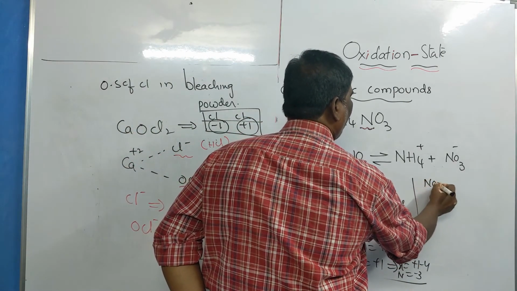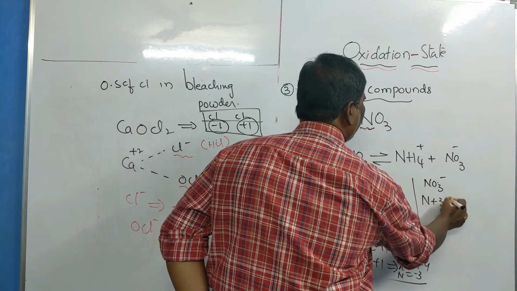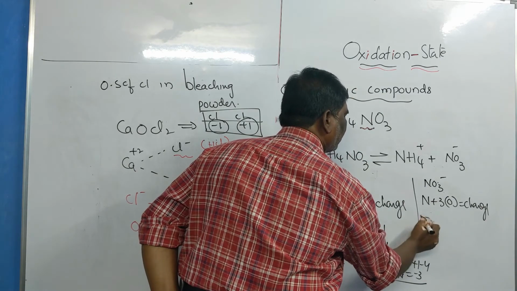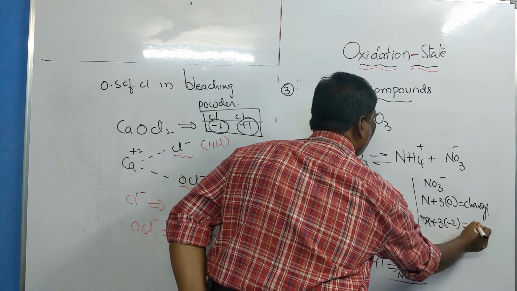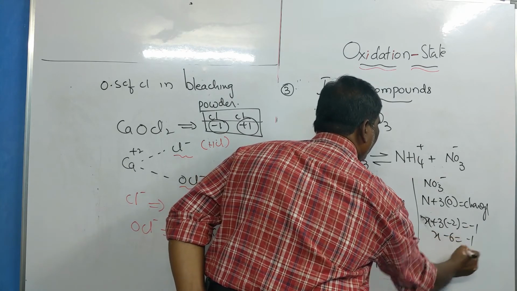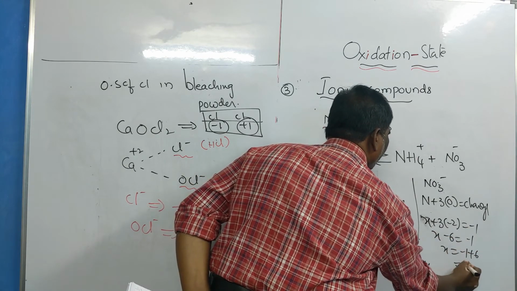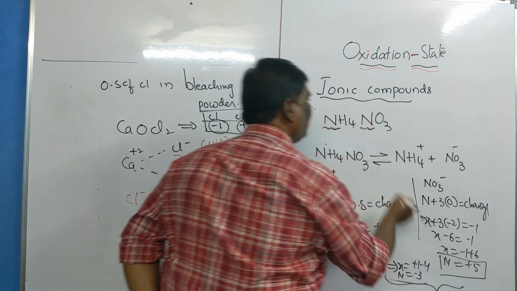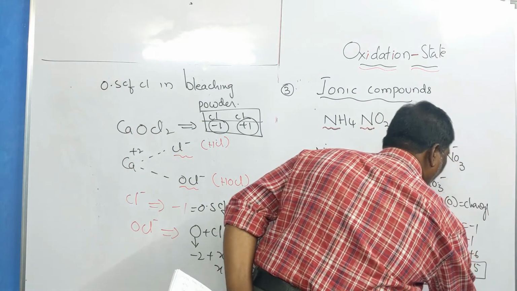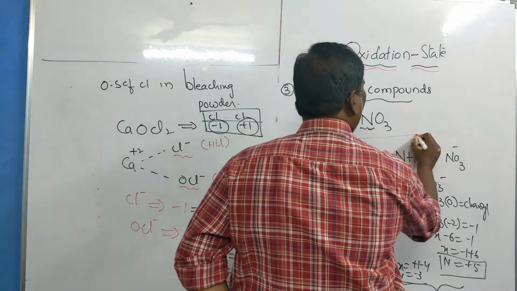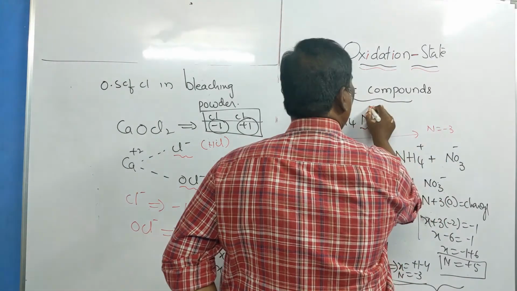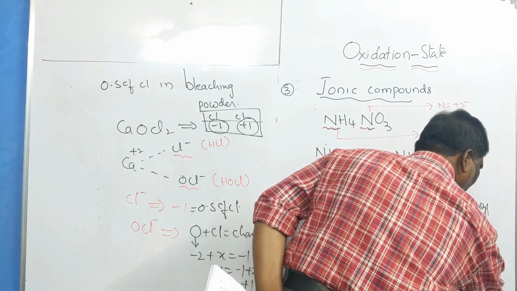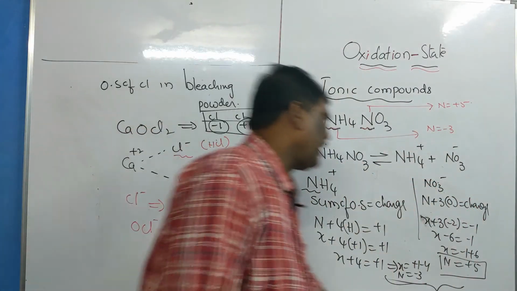Similarly, in NO3 minus, nitrogen plus 3 oxygen equal to the charge. So nitrogen is taken as some X plus 3 into -2 equal to -1. X minus 6 equal to -1. X is equal to -1 plus 6, which means +5. Thus, nitrogen has two oxidation states in this compound. For this one, nitrogen is calculated as -3, and for this one, nitrogen is calculated as +5. Thus, the oxidation states of ionic compounds are calculated.